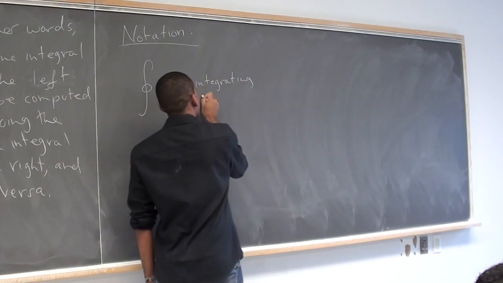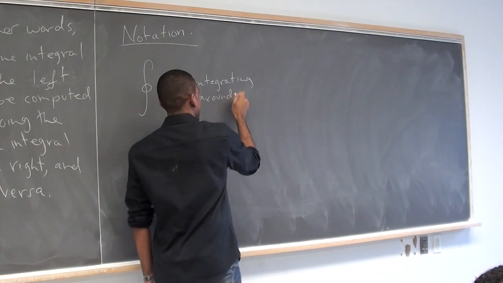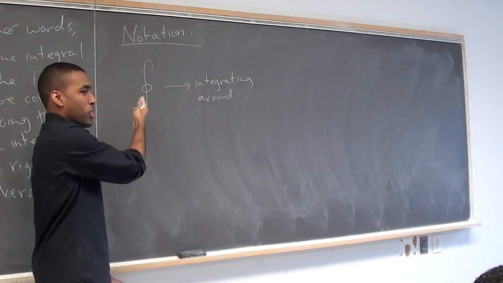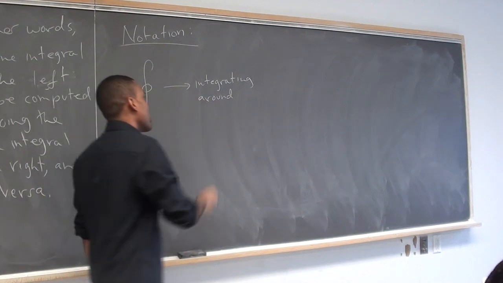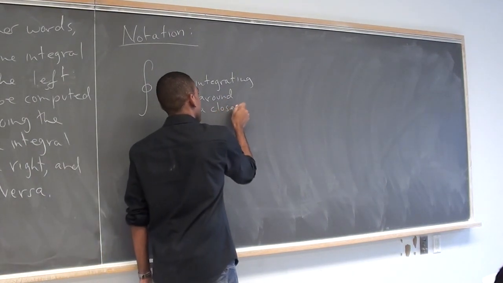Is that the same thing as a Gaussian surface? No, it's nothing that complicated. It just means we're going around a closed curve. We have nothing complex in this class.